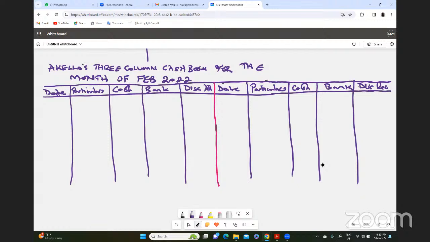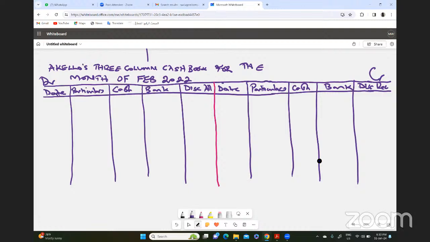Date, particulars, cash, bank, discount allowed. Date, particulars, cash, bank, discount received. Okay? Then we are saying that we have a debit side and then we have a credit side.